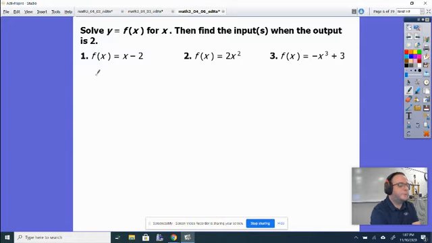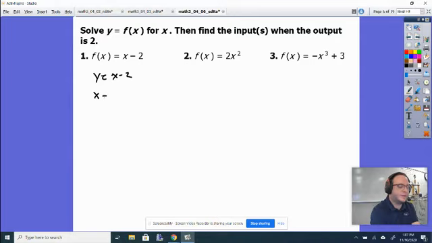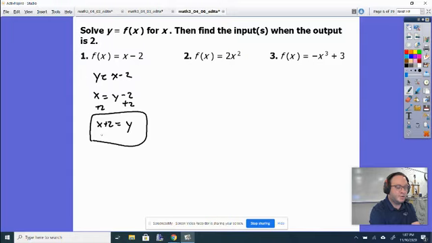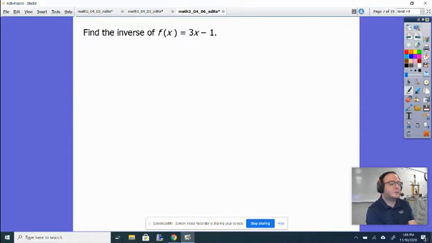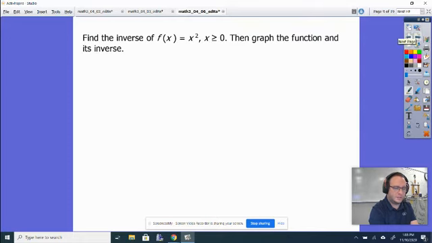Okay, so again, y is equal to x minus 2. Switch my x and y. Plus 2, plus 2, x plus 2 is equal to y. Here's my new equation. I'm going to plug in 2. 2 plus 2 is 4. Okay, and that's just doing the same thing.